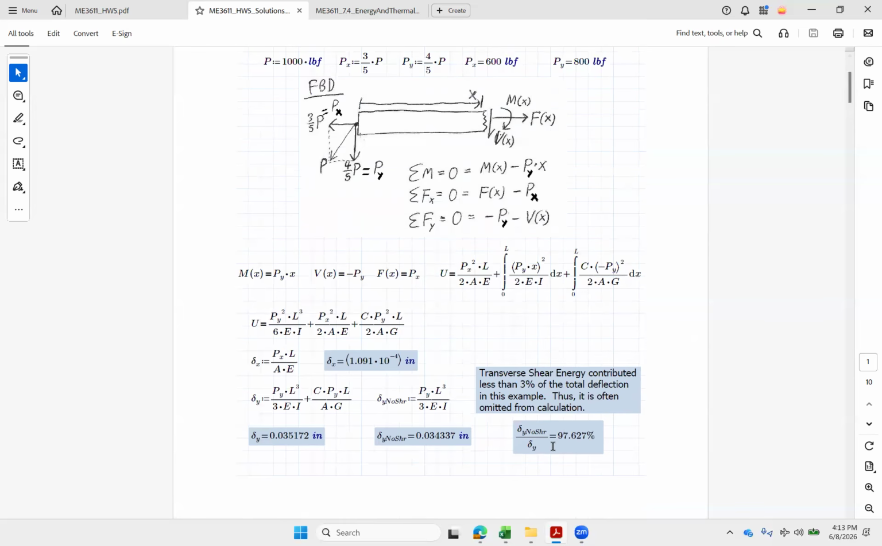this error is going to get smaller and smaller because we know that the bending energy grows at L cubed and the shear energy only grows at a rate of L to the first. So the longer it gets, the smaller and smaller the shear term is. That's why we're often going to just omit that shear energy from the calculation.